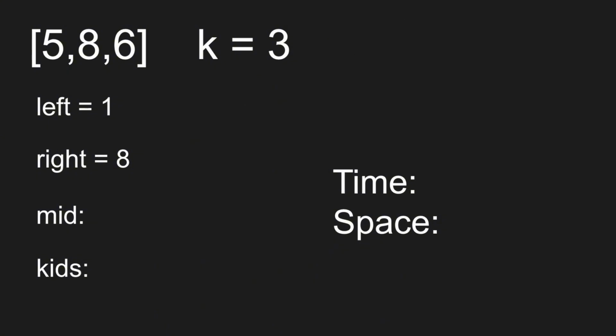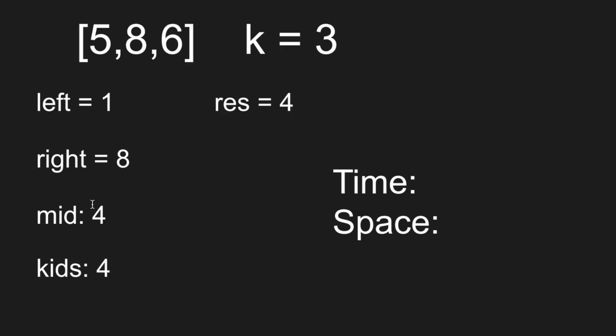So let's go over this example real quick. So first, the left pointer is 1, the right pointer is 8. So then the middle value will be 4. So we try serving 4 candies and realize that we can serve 4 kids. 1 kid from this pile, 2 kids from this pile, and 1 kid from this pile. So currently, we will set the result to 4, and then we will shift the left pointer and see if we can try more candies.